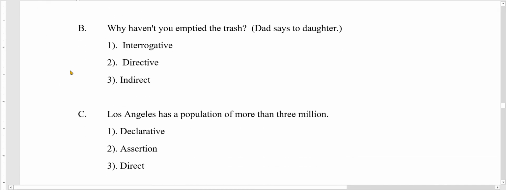B, however, why haven't you emptied the trash? So the dad's really saying to the daughter, empty the garbage, I think. I think that's the best way to look at it. So this is interrogative, directive, and because the directive or the speech act is different from the sentence type, right, it's indirect. Now, if you look at it as just a question, then you would look at it as interrogative, question, direct. That's the other way to look at it.